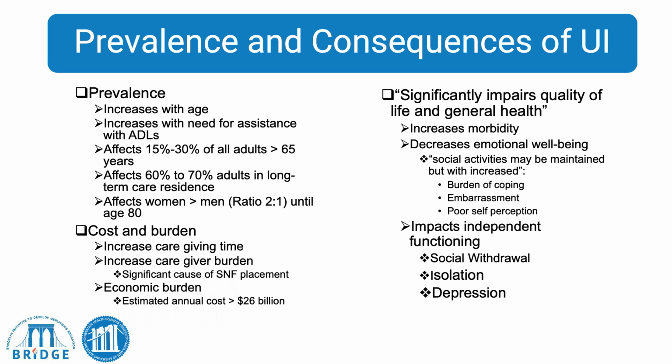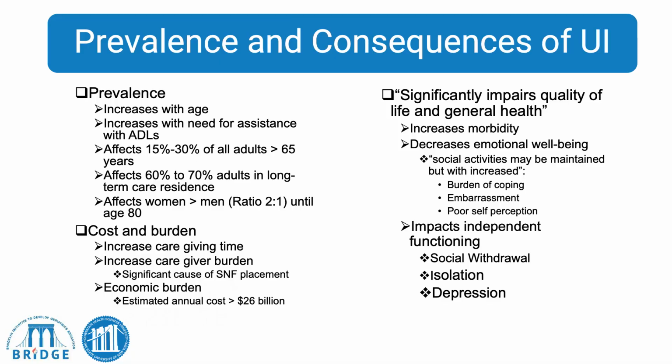Urinary incontinence significantly impairs quality of life and general health. It's associated with an increased risk of morbidity and an increased risk of a decreased sense of emotional well-being. In the setting where social activities may be maintained, it's associated with an increased burden of coping, an increased risk of embarrassment, and an increased risk of poor self-perception. Urinary incontinence also impacts independent functioning. It may lead to social withdrawal and social isolation and even depression.